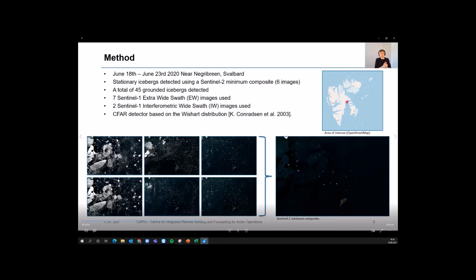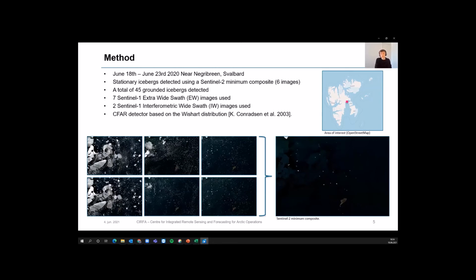Those have been identified by making a time series composite of Sentinel-2 images, as shown here at the bottom, where we apply a minimum reducer in Google Earth Engine in order to detect objects that are not moving. Using this method, we have detected 45 grounded icebergs in our small AOI. The smallest have a pixel area of 4 pixels and the largest of 288. That is in 10-meter resolution images.